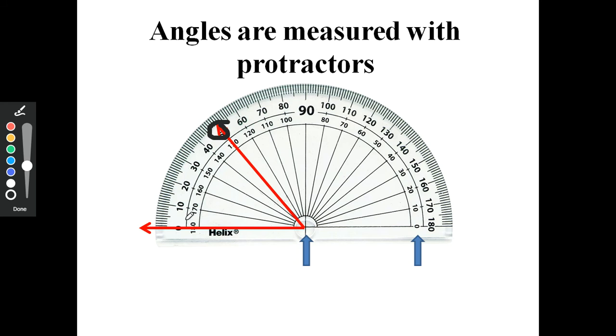So that's how you can tell. One, where does 0 start on the outside? Where does 0 start on the inside? And then measure from 0. Okay, so all those things have to happen when you're measuring angles with a protractor.